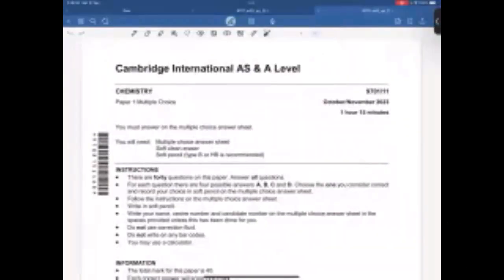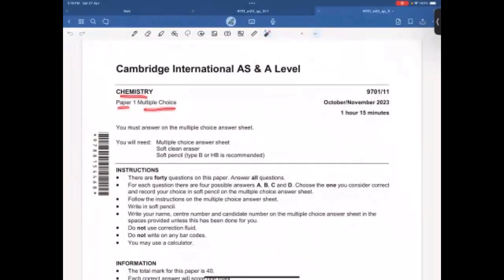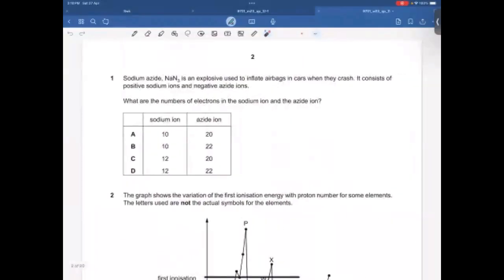Hi everyone, let's start paper 1 multiple choice of AS chemistry, October-November 2023, variant 11. The duration of this paper is 1 hour 15 minutes. We have 40 questions in this paper. We need to attempt all of them, and the total mark for this paper is 40. Let's see what we have in it.